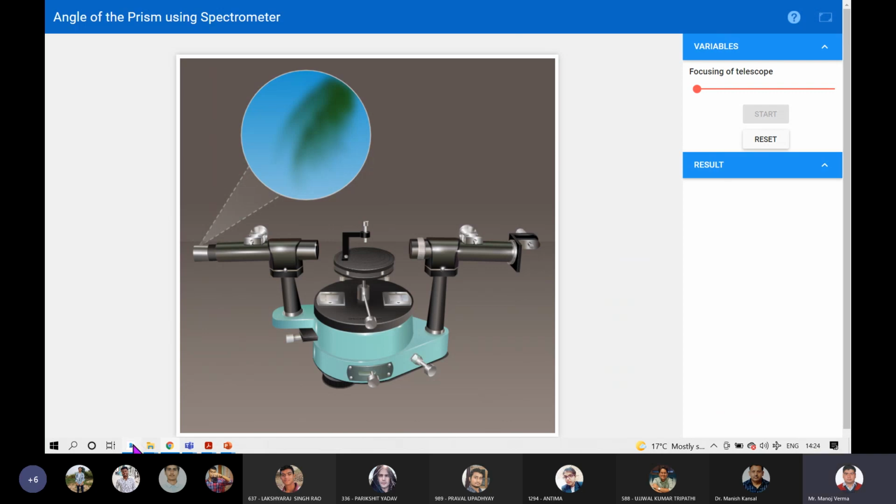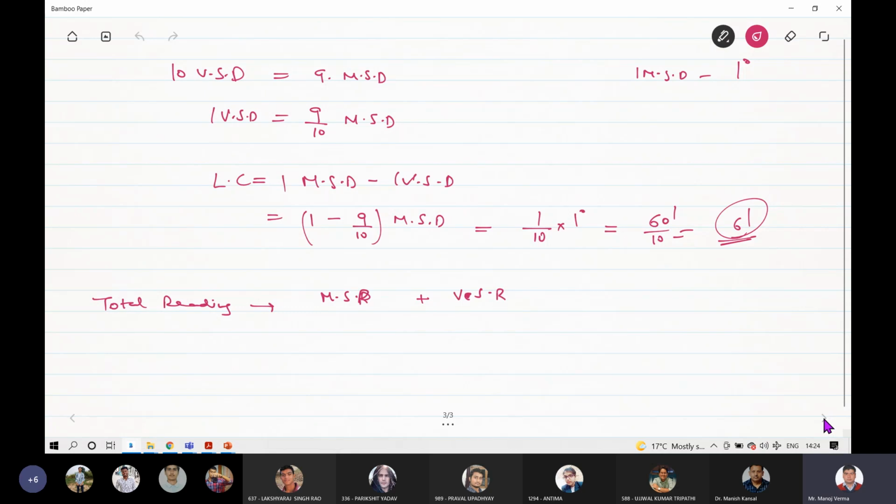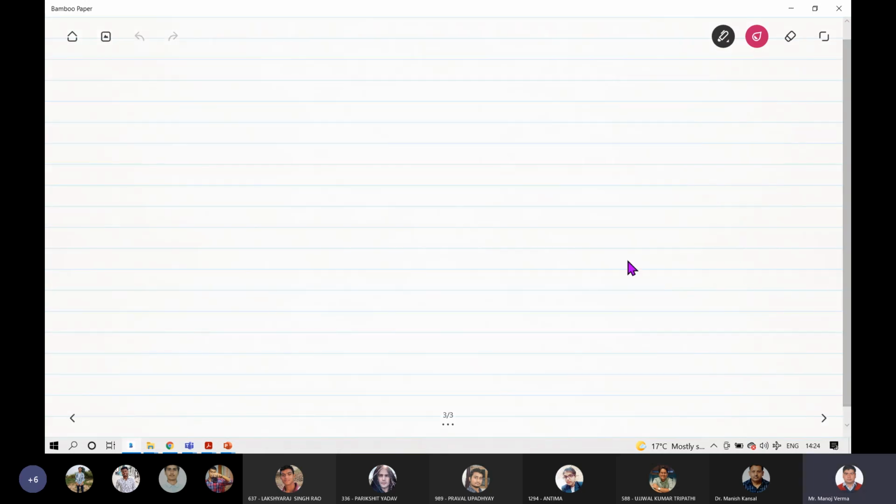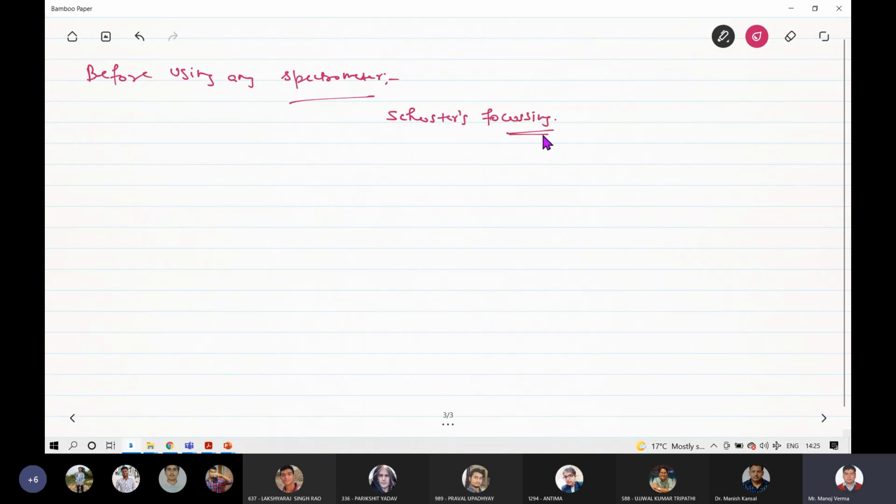Okay, before going into this, I just want to discuss some more things. Before using any spectrometer, there is a very basic and very important focusing, which is called Schuster's focusing, Schuster's method, which has to be done with the spectrometer.